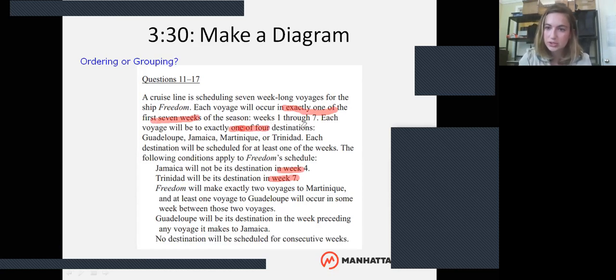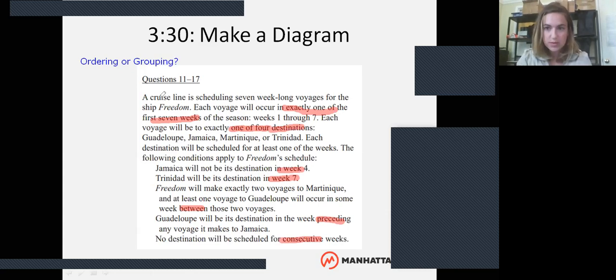So you can kind of imagine week 1, we get one destination. Week 2, we get a single destination. Each week we want to place one destination. And we also get some ordering language in the rules, words like preceding, between, consecutive. Those are all words that indicate we're going to need to pay attention to order here.